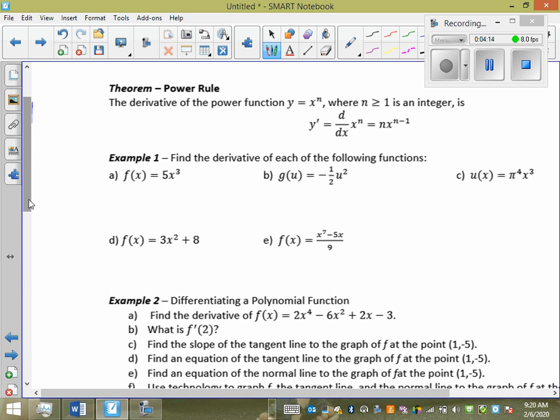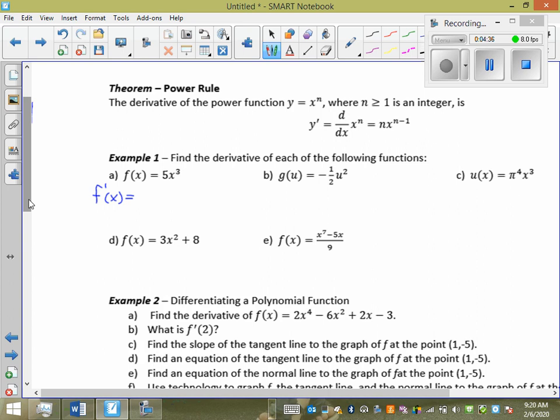So example 1, find the derivative of each of the following. So we have 5x cubed. Does it follow my rule? I have a variable to an exponent that's a number. Yes, so then I can use the power rule. So I take the 3, I drop it in front. So I'm going to get f prime of x.